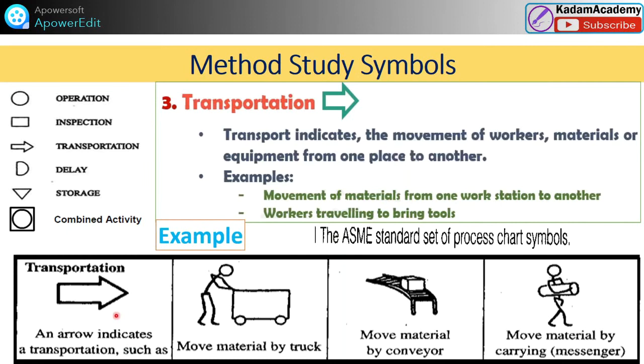The ASME standard transportation examples are given to clear your idea: material movement by truck from one place to another, by conveyor, or moving material by carrying, by a worker or messenger, which also comes under the service industry. So these are the transportation.